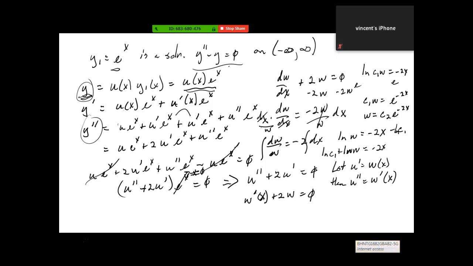Okay, they went about it a slightly different way, which is okay. They went through the linear integrating factor, which works okay. But the W is equal to, I called it C2, they called it C1, e to the minus 2x. We got that. So that's what u prime is. So u prime is equal to C2 e to the minus 2x.